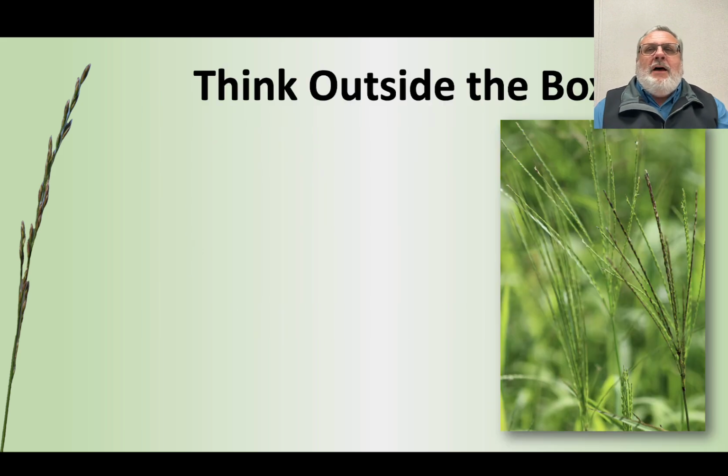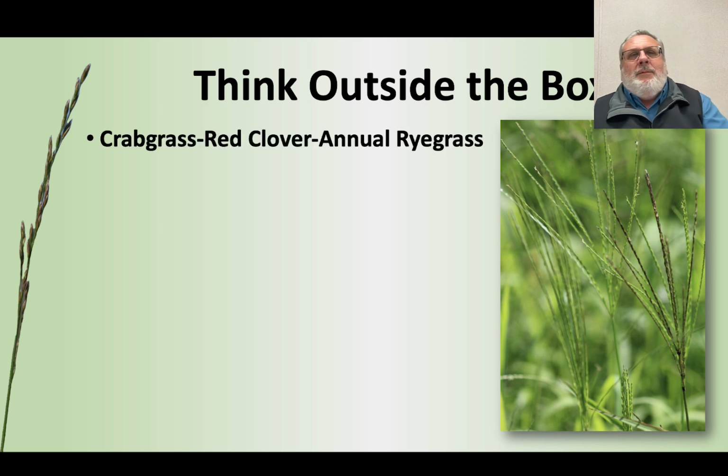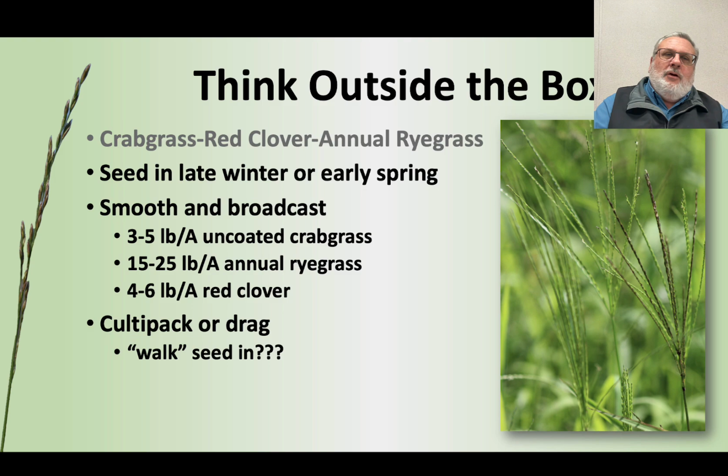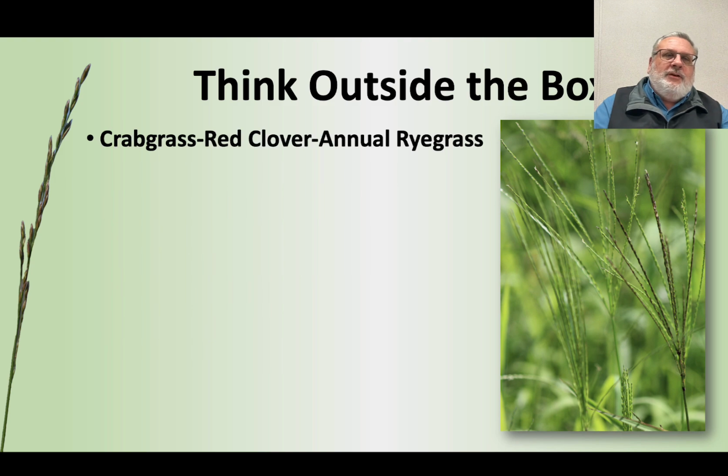Just to think a little bit outside the box, I want to talk just a little bit about using crabgrass. And we can use crabgrass in combination with red clover and annual ryegrass to overseed moderately and drastically disturbed areas.